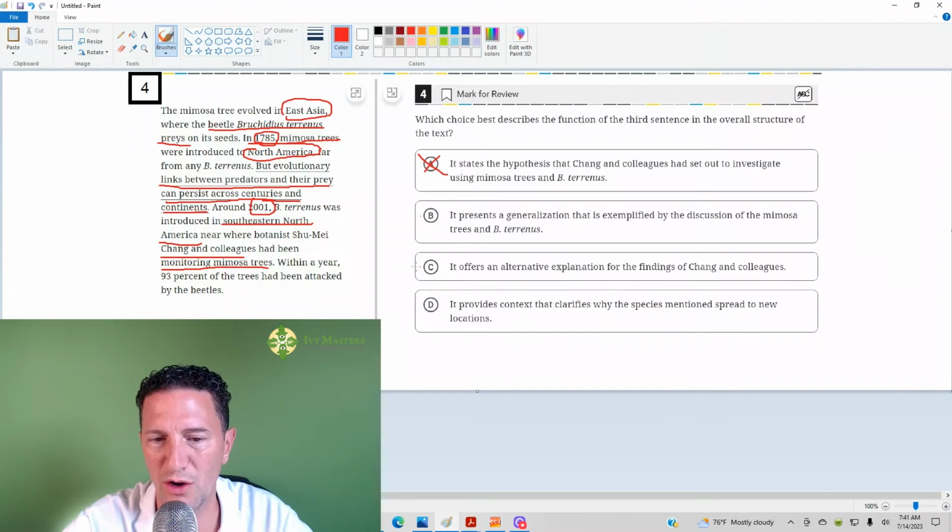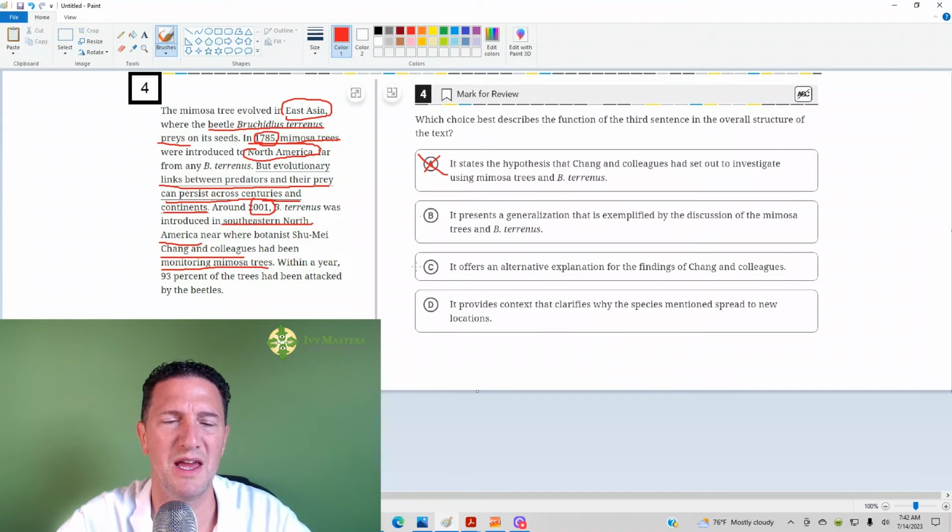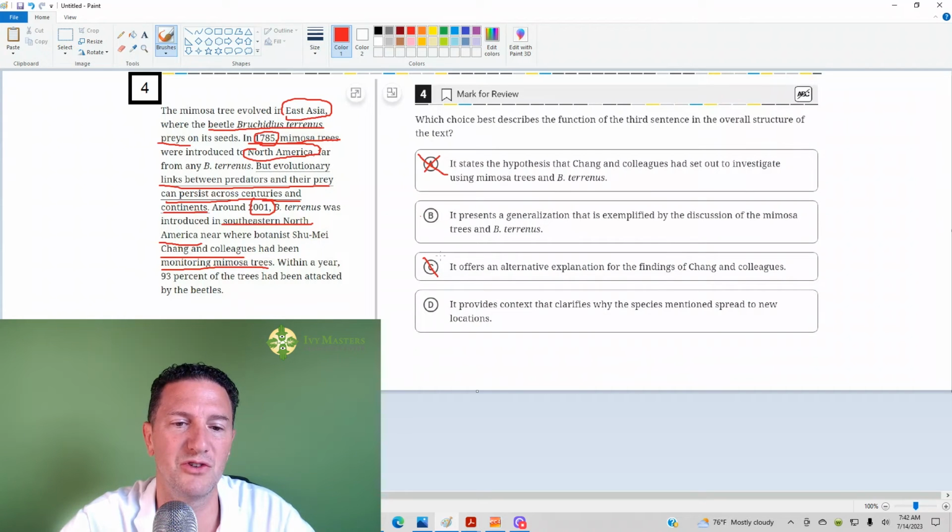Answer choice C, it offers an alternative explanation for the finding of Chang and colleagues. It's not saying that Chang and his colleagues found that if you separate things by centuries and continents, that predator-prey relationship will no longer exist. It's saying quite the opposite. It's just saying what Chang and his colleagues have found. Not C.